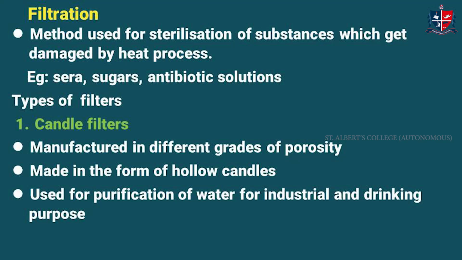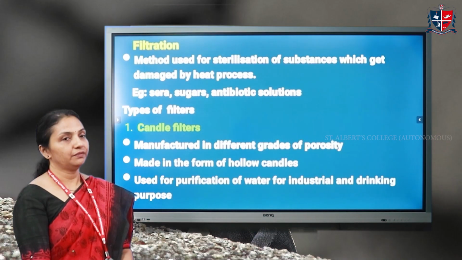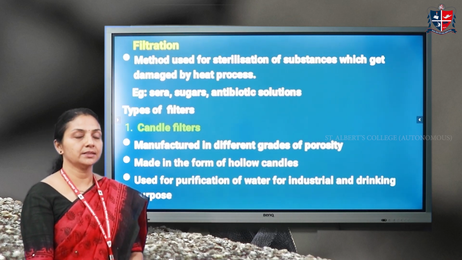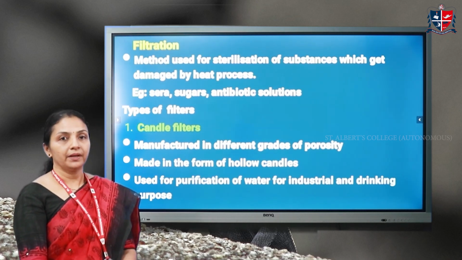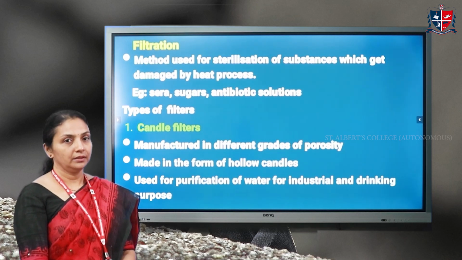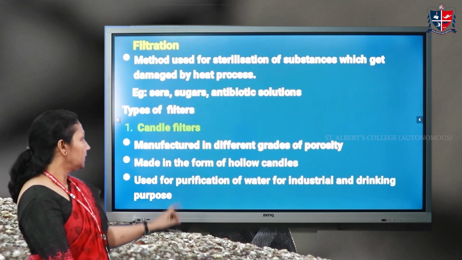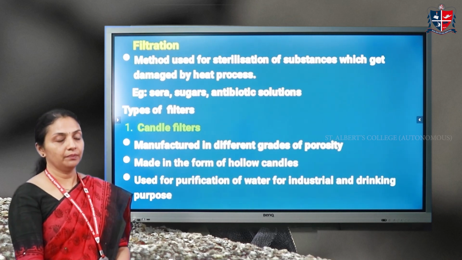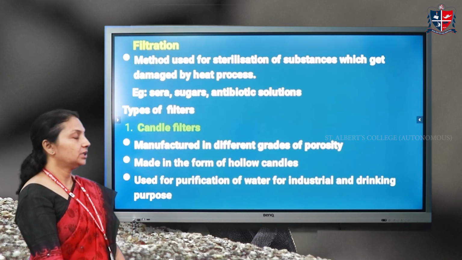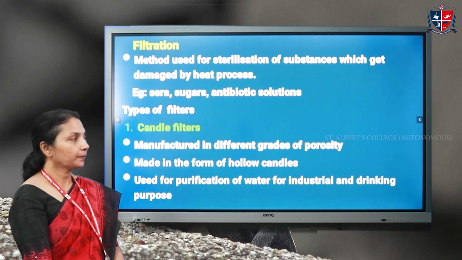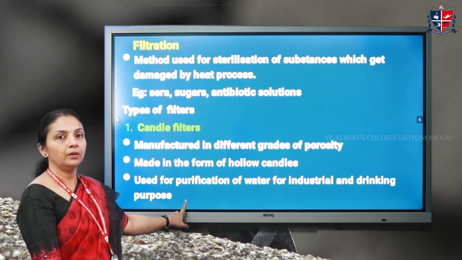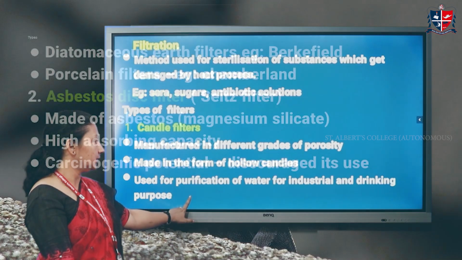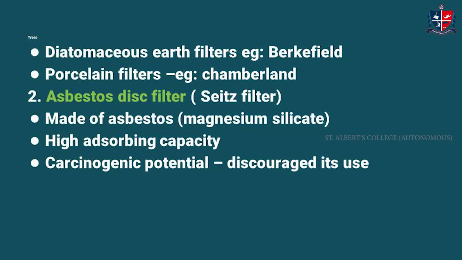We're coming to the details of types of filters. We have different types of filters: earthenware candle filters, asbestos filter, sintered glass filter, membrane filter, air filters, etc. We'll look into them one by one. Candle filters are earthenware filters manufactured in different grades of porosity and made in the form of hollow candles, and used for purification of drinking water for industrial purposes.